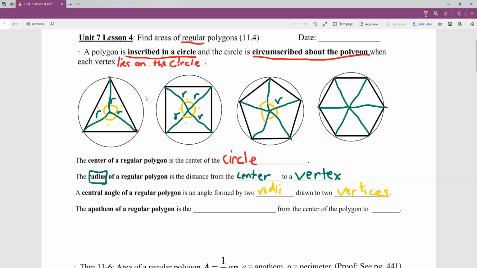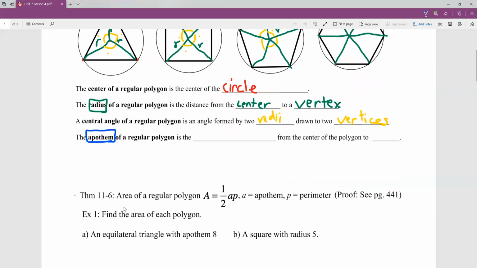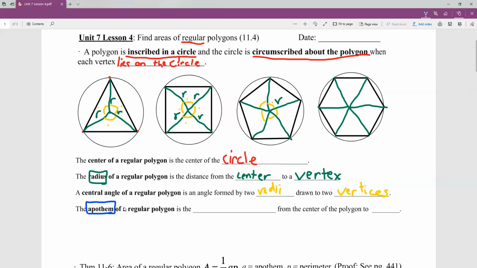Lastly, we have this new thing called the apothem. I am going to say apothem because that's just what I say. I think it's actually pronounced differently, but you're going to have to just laugh at me throughout this video. So the apothem of a regular polygon is the distance from the center of the polygon to the side.